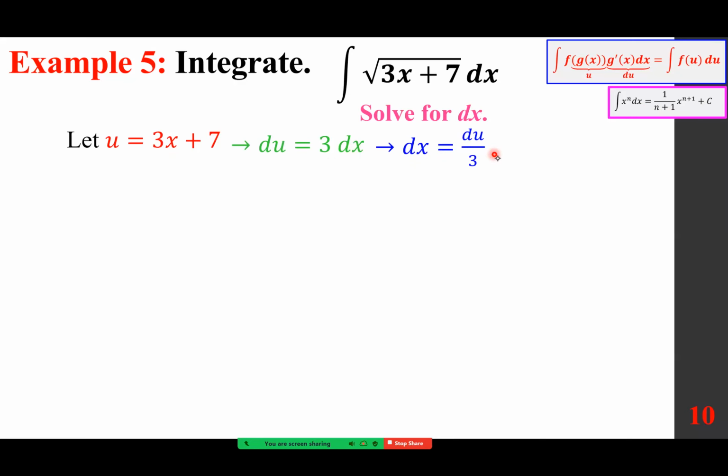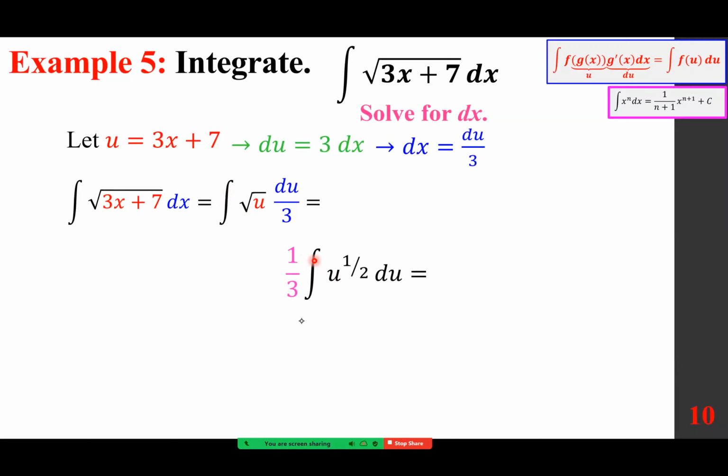So if you go with that, in this equation you replace 3x plus 7 with u, so square root of u, and you replace the dx with du over 3. Of course, this is u to the power of 1/2, and you can put the 1/3 outside or inside. The integration sign makes no difference. And then you can move on from here. However, this is what I do. I rewrite this in this fashion.